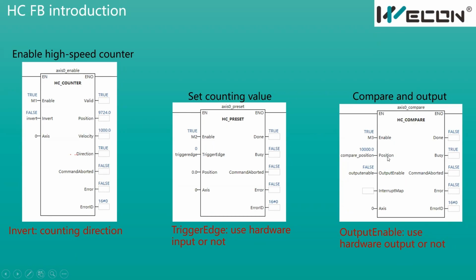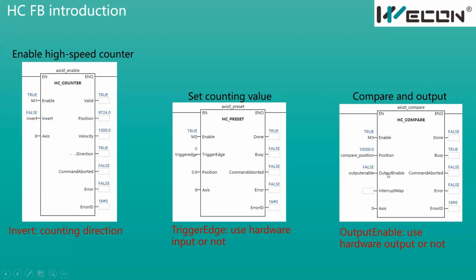when this position is the same as this compare position, then our high-speed compare function block will be executed and output the hardware with setting, and also execute the interloop program.